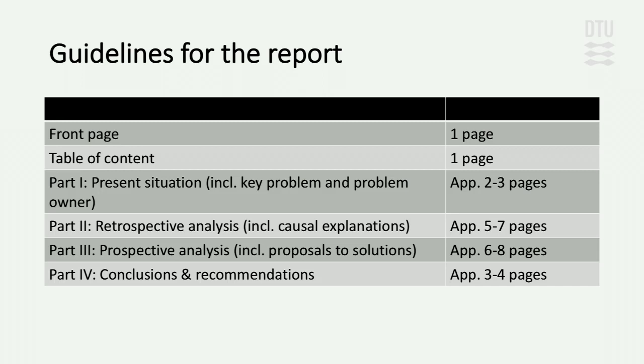Part 2 has to contain, let's say, 2 to 3 pages. In part 2, you have to state the retrospective analyses and causal explanations. We will come up to that point, but that part, in a technical sense, should not exceed 5 to 7 pages. Between 6 to 8 pages of the project have to be dedicated to prospective analyses, and finally, conclusions and recommendations, 3 to 4 pages.